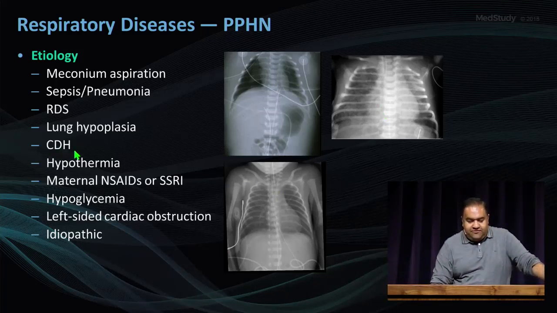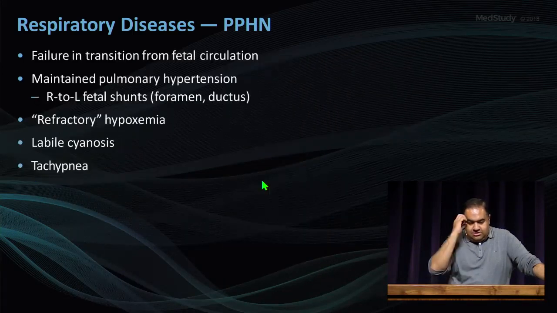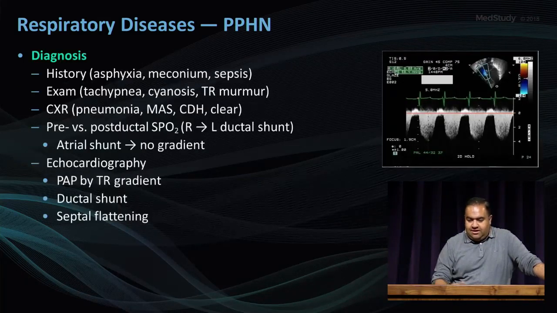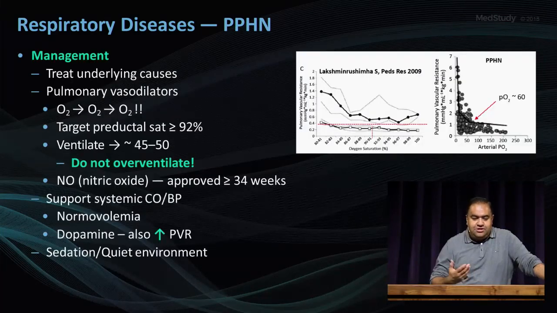Lung hypoplasia, congenital diaphragmatic hernia, hypoglycemia, cardiac obstructions, etc. So remember, this is a failure in transition from fetal circulation: labile cyanosis, tachypnea. Usually the diagnosis really depends on what your underlying etiology is and the exam that you would do. You need to treat the underlying cause. So pulmonary vasodilators, oxygen, oxygen, oxygen. You want the pulmonary pressures to drop to allow blood flow to preferentially go to the lungs. So you target probably a little bit higher saturations. You try not to overventilate these kids, and nitric oxide really helps.